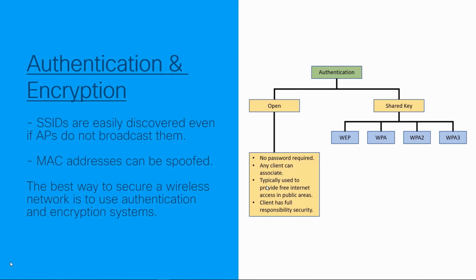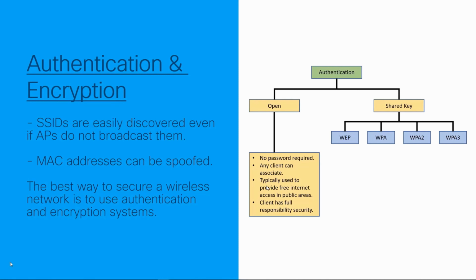systems. We have two types of authentication that were introduced with the 802.11 standard. We have open system authentication and shared key. Open system authentication is perfect when you want to have free internet access in a cafe or a hotel or even a remote area. With open authentication, a wireless client can easily connect to the wireless network without having to use a password.